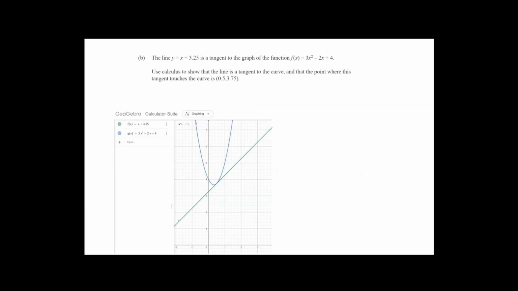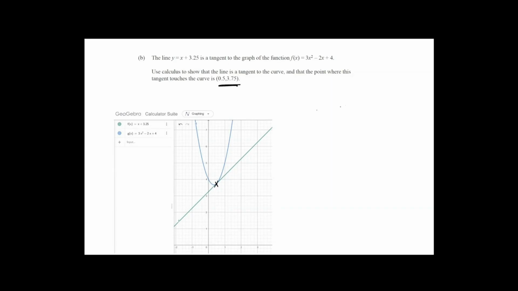The second question says that we have the line y equals x plus 3.25 as tangent to the graph of the function f of x equals 3x squared minus 2x plus 4. I've done them in GeoGebra here, and we can see, yep, sure enough, this does look like a tangency point there. Use calculus to show that the line is tangent to the curve, and that the point where this tangent touches the curve is here.